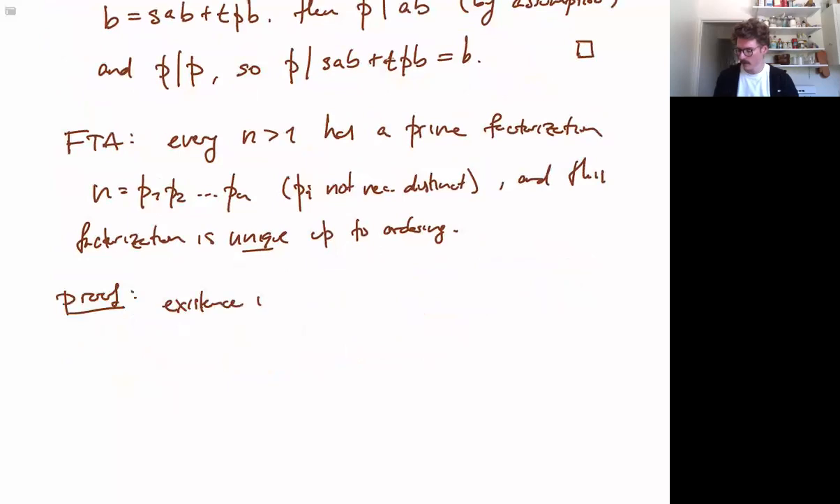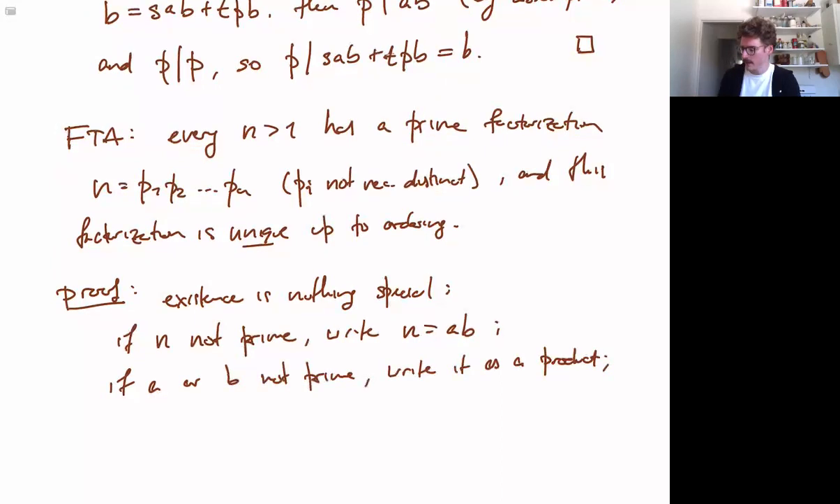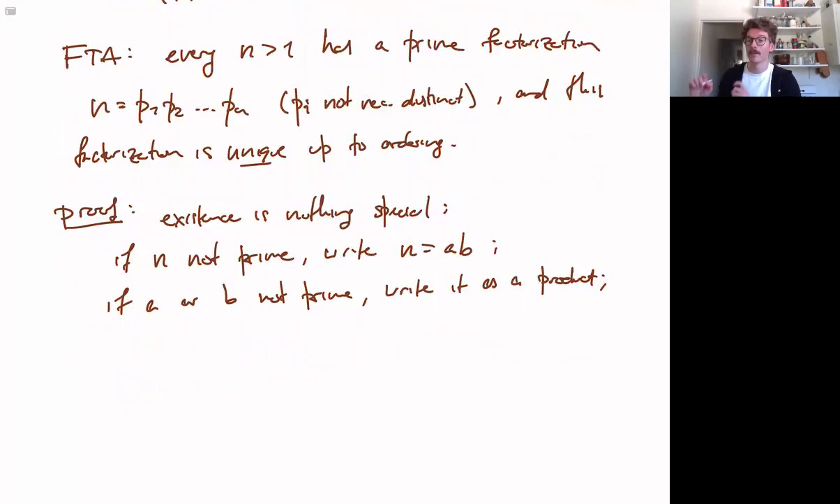Existence is nothing special. By which I mean, this is not something that I'm claiming is special about the integers. You can always just essentially factor things until you're not able to factor them anymore. Since that's all prime is, it's just where you stop being able to factor it. So the idea is that if n is not prime, write n equals a times b. That's essentially what it means to not be prime, is that you can write it as a product. And then you just repeat this process. If a or b is not prime, write it as a product. And then this process will end after finitely many steps, and you'll have a prime factorization. You don't know it's unique.